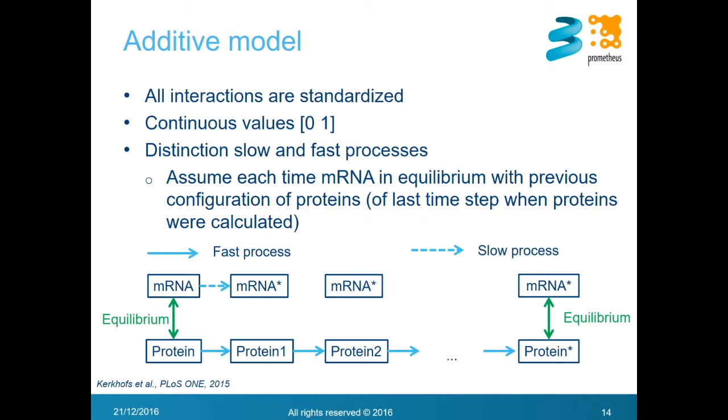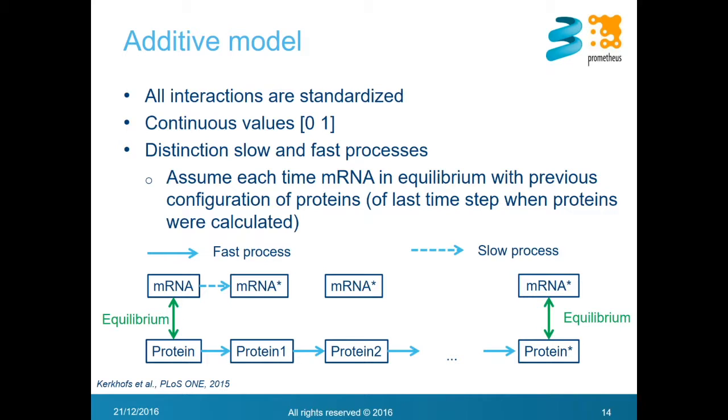The limitations of the Boolean model are that you can have only on or off, and there are no continuous values possible between 0 and 1. Another problem is that there is no difference between fast and slow processes. Fast processes are typically related to post-transcriptional modifications, slow processes typically related to mRNA and transcription. And there is no way that you can make a distinction, even though that distinction is pretty relevant for certain cases in biology.